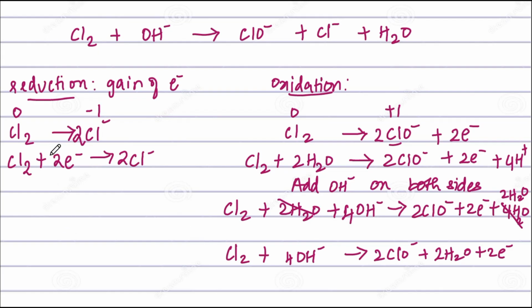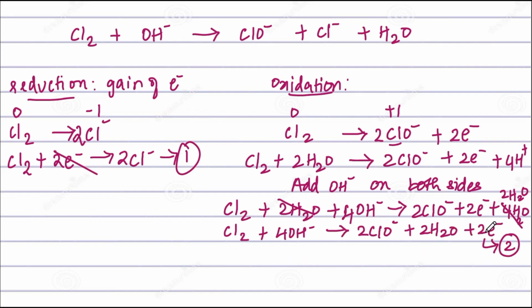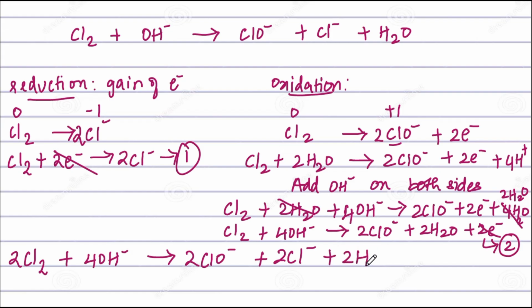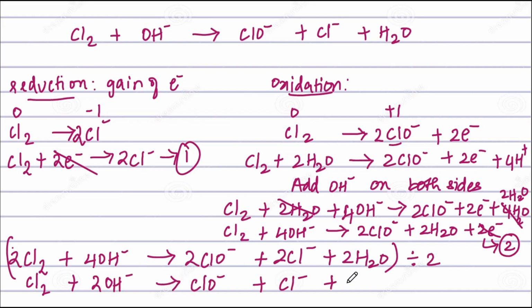So now the number of electrons are already equal. So we can add the two equations 1 and 2. So we can cancel the electrons on the reactant and product side. Then you are having Cl2 on both the equations. Cl2 plus Cl2 gives 2 Cl2 plus 4OH minus gives 2 ClO minus plus 2 Cl minus plus 2H2O. So in this equation, you can divide the coefficient by a common multiple 2. So you are having Cl2 plus 2OH minus gives ClO minus plus Cl minus plus H2O.